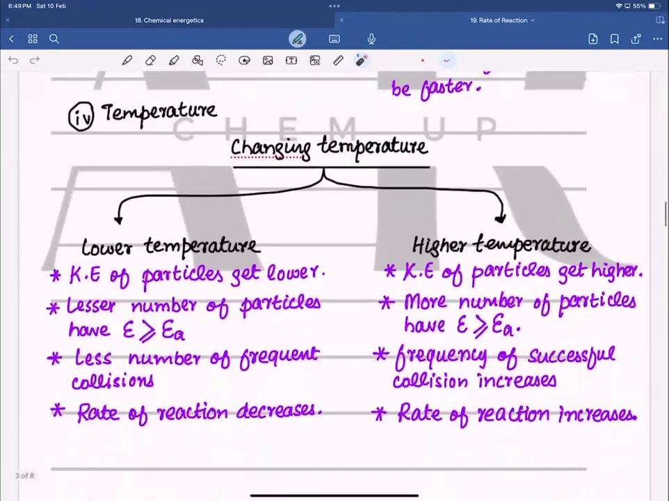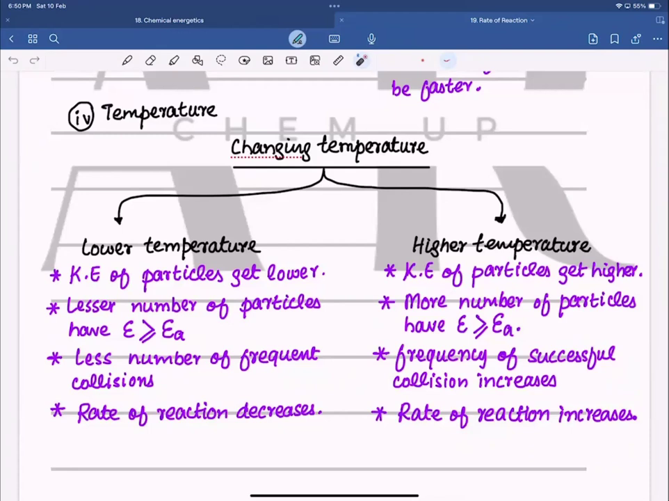Now the next factor is temperature. So how will temperature affect the rate of reaction? If we lower the temperature, the kinetic energy of the particles would be lesser. Yeah, very good, but you have to explain it continuously. The particles' energy would get lesser, so there are fewer particles who have an energy greater than or equal to the activation energy. Hence, there are fewer frequent successful collisions and the rate of reaction would decrease.